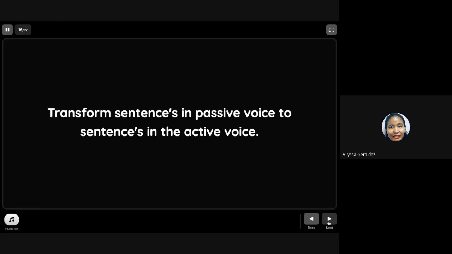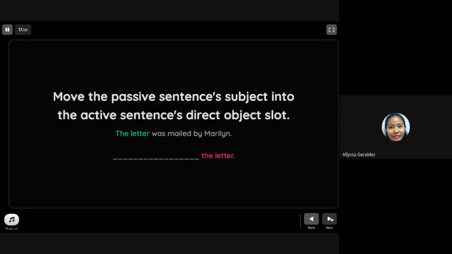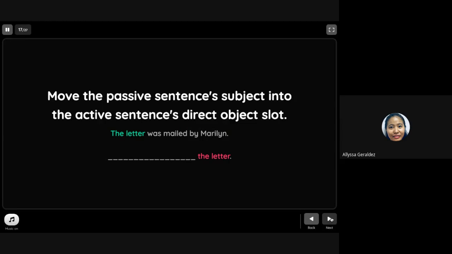Transform sentences in passive voice to sentences in the active voice. Move the passive sentence subject into the active sentence's direct object slot. So we have to move again the subject towards the object slot. Of course, the letter, that's the subject. We have to move it to the object slot, and then leave the subject slot blank.